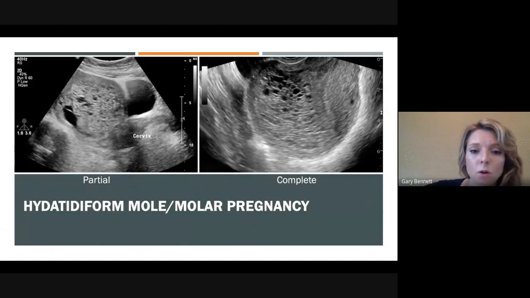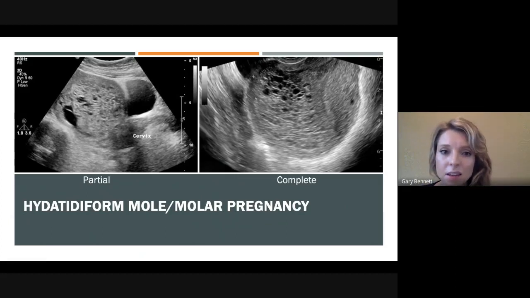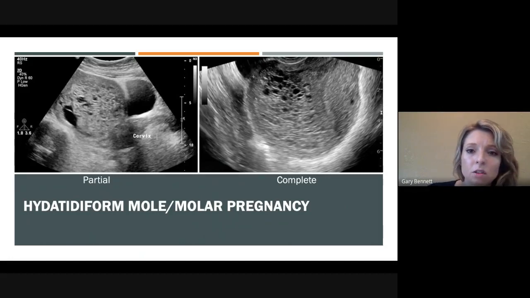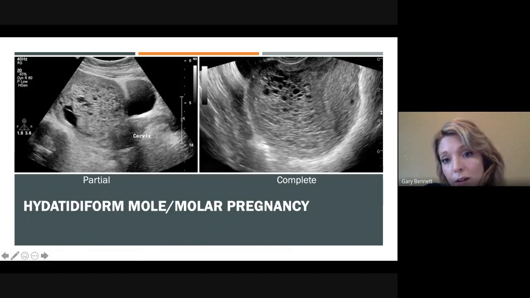So a hydatidiform mole, molar pregnancy. Pretty common, actually. I don't see as many of these cases in the ER just because you don't present with a lot of symptoms, but definitely still something that needs to be cleaned out. You're not going to have a normal pregnancy. Partial moles, definitely more common than a full hydatidiform mole pregnancy.